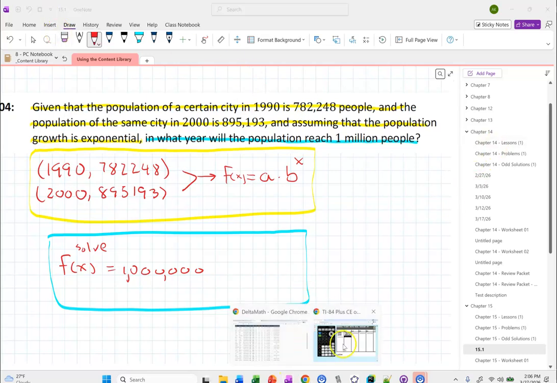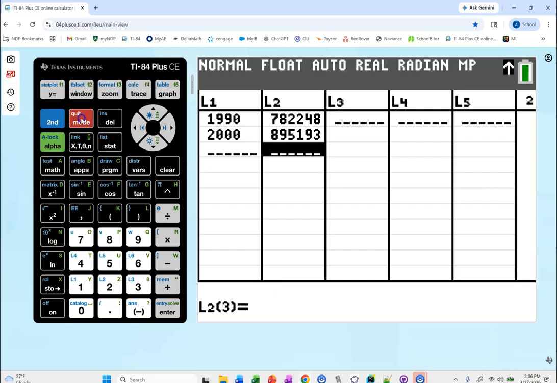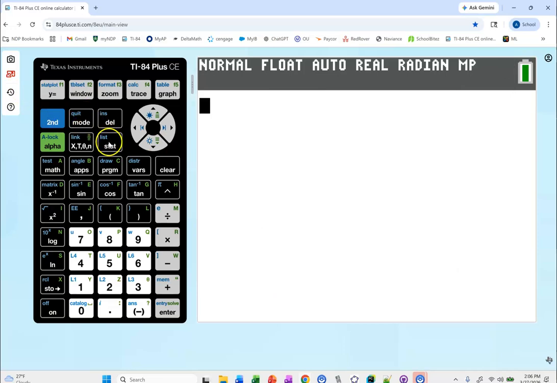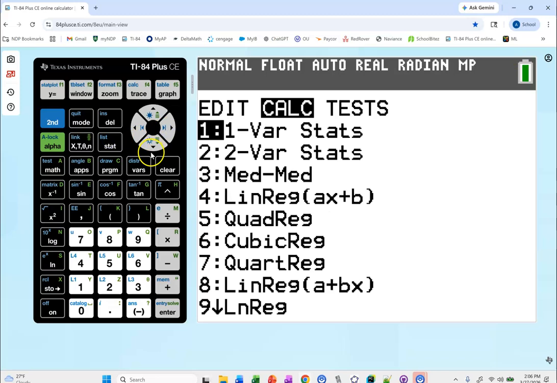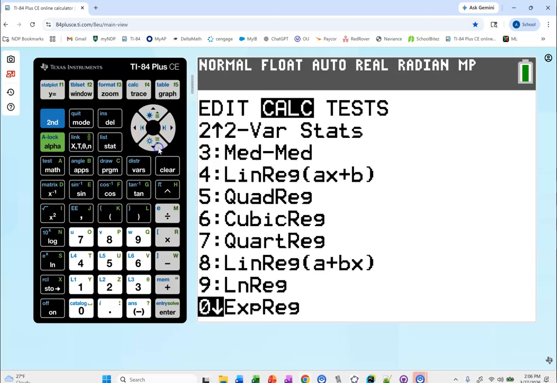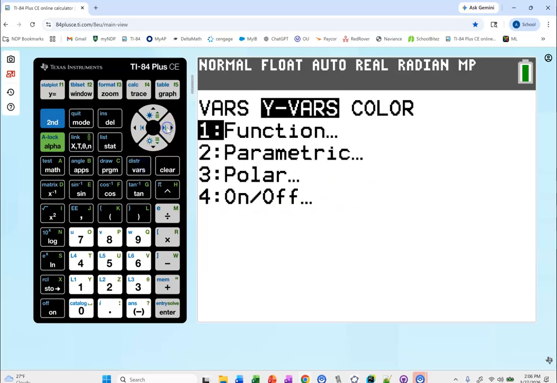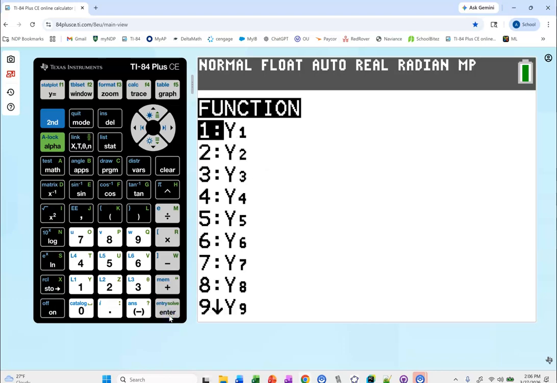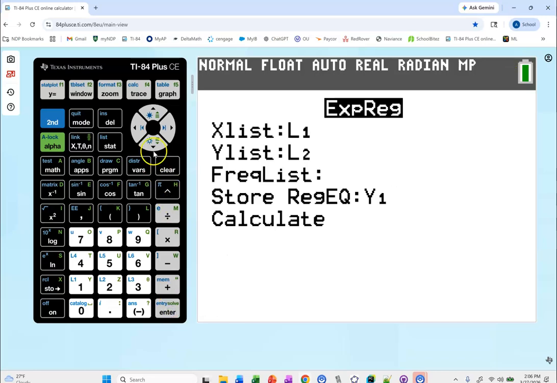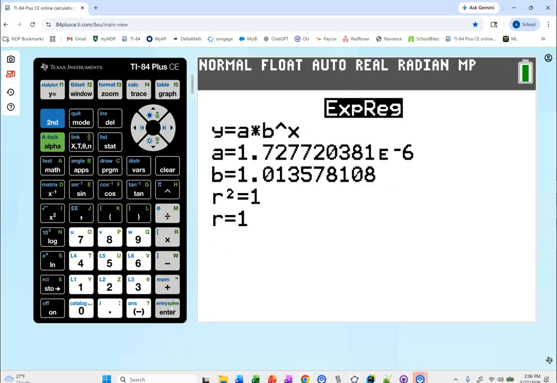Okay. All right, back to this. I got my points. Exit out of there. Then we do stat, calc, exp_reg. That's at number 0. I got my stuff in L1 and L2, but I'm going to store this now into Y1. Who remembers where the Y's live? Good. Vars, over to Y vars. Pick function, pick Y1, and then press enter.